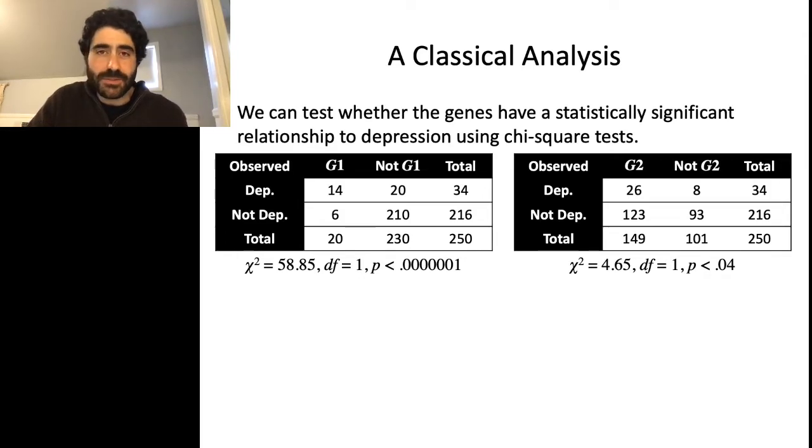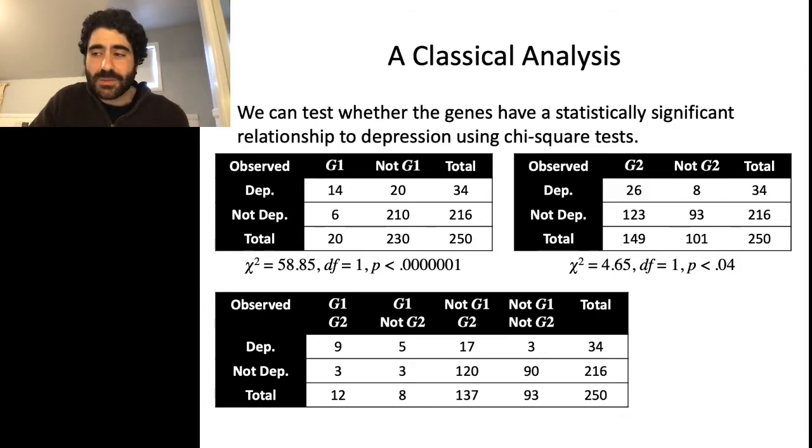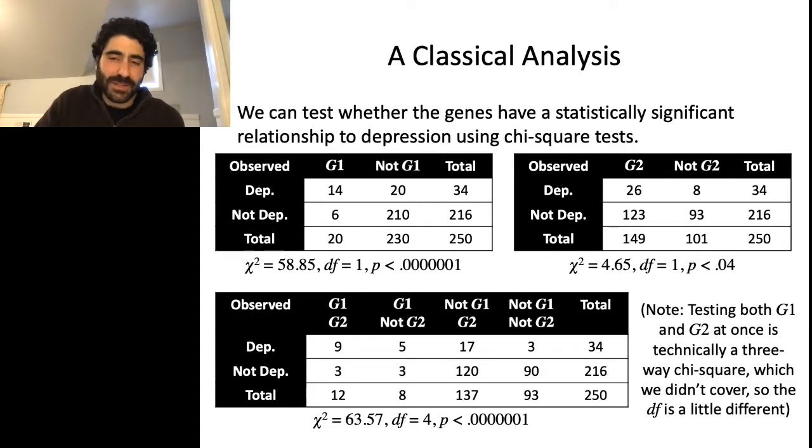We can also do a third kind of chi-squared test, where we test whether both of these genes, as well as their interaction, has some impact on depression. Again, if we run this, we see a very strong effect. We didn't actually talk about doing a three-way chi-squared test, but it just has slightly different degrees of freedom. It's the same idea: we're just asking whether there's some relationship between the columns and the rows here, and this is telling us there is.